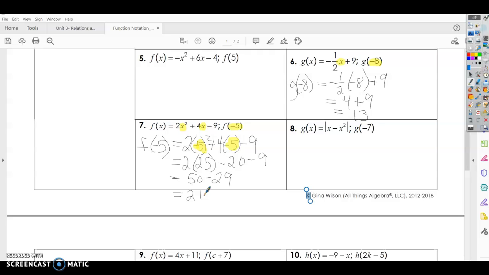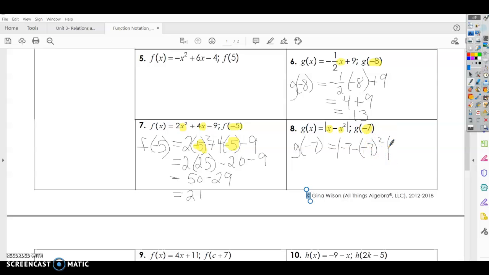All right, number 8 is an absolute value, but it's still going to work the same way. I'm going to input my x into both places here. If you remember, absolute value is going to be evaluated at the end. So I have to evaluate everything on the inside and then take the absolute value. So I'm going to do g of negative 7. And I'm going to have the absolute value of negative 7, and then minus, as part of the equation, negative 7 squared.